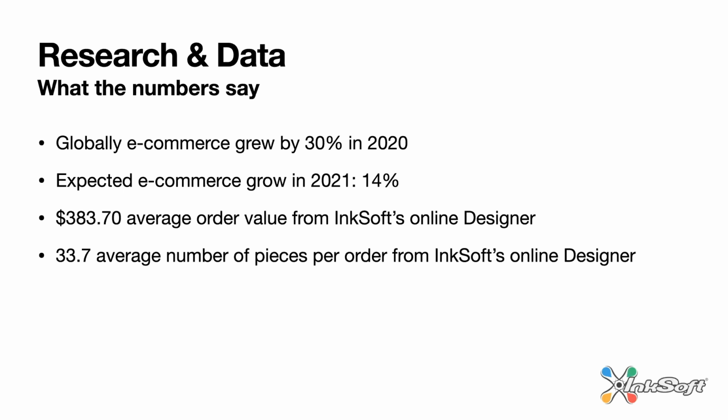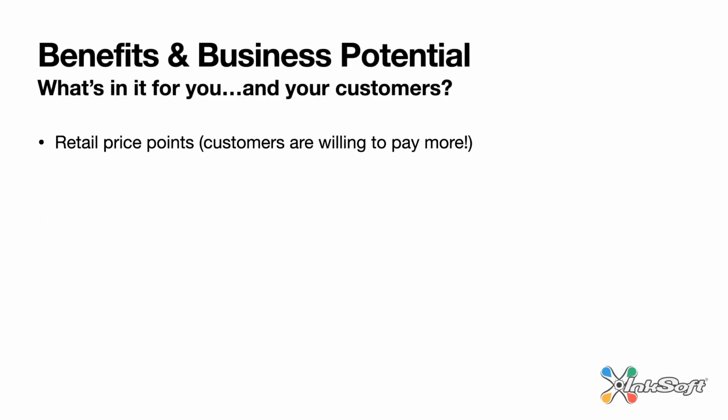So again, the historical data from InkSoft over the course of 11 years tells us what the average composition of a short run length order from the online designer looks like, as you see on screen: $400 and 33.7 pieces. So you've got to make sure you can optimize for that opportunity, or you'll forego that opportunity and somebody else will command it. So let's get into the business benefits and the business potential here. And of course, this is critical to understand what's in it for you, to motivate you to make decisions and maybe change your model and adapt.